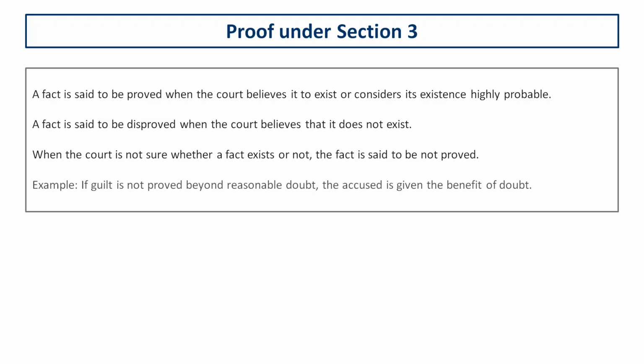In criminal law, guilt must be proved beyond reasonable doubt. If there is a doubt, the accused gets the benefit of doubt. In civil cases, proof is based on balance of probabilities. Proof completes the trial process. Every judgment is finally based on the proof. Therefore, proof is the final step in the Evidence Act.